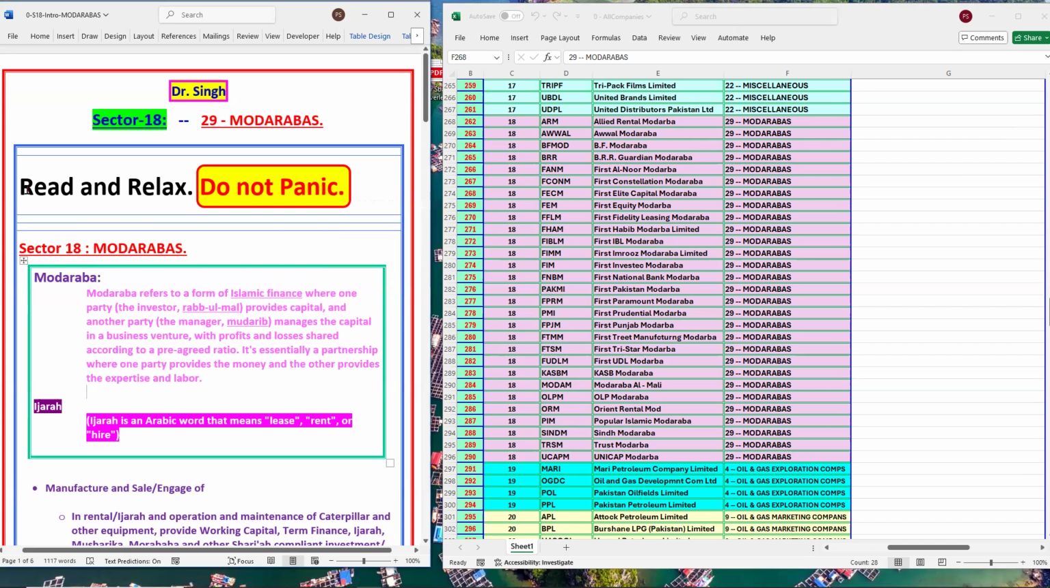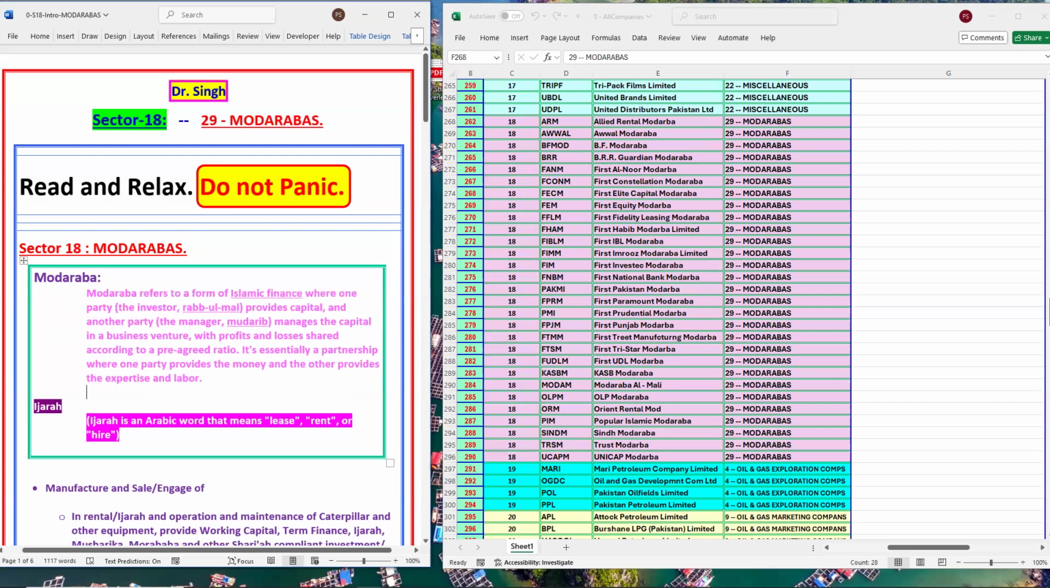So Mudaraba, that's the name of the sector. Let's come here first. Read and relax and do not panic. No need to panic. It's not the end of the world. The material is produced by human beings, people like you and me, and we are reading it probably for the first time. So Mudaraba, let's see the general meaning of it. You all know it if you are from Pakistan or Islamic countries.